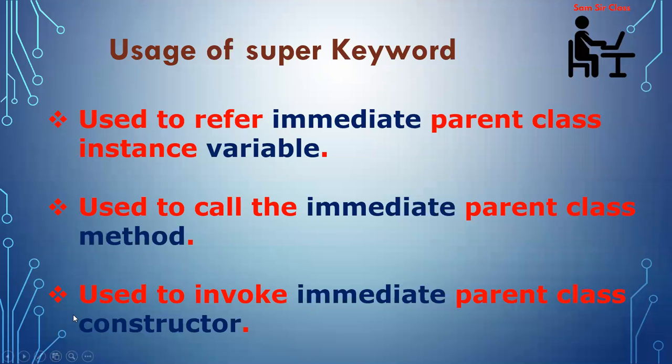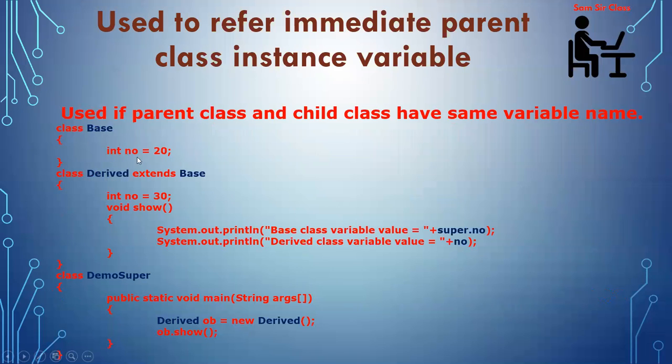Okay. Now this is the point, that it invokes the immediate parent class constructor. Now these are the examples if you want to recall the concept that it is used to refer to the parent class instance variable. The base class keeps number equal to 20. Then the derived class has the same variable name. This is used if the parent class and child class have the same variable name. This is very important. If both have different names, we don't have any problem. But if both have the same name, then you have to use the super keyword to distinguish the variables.